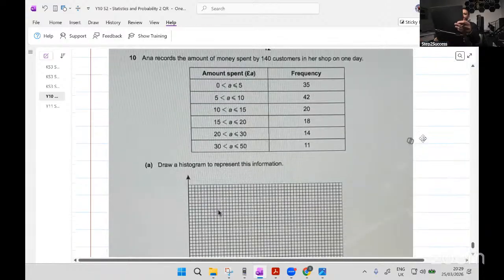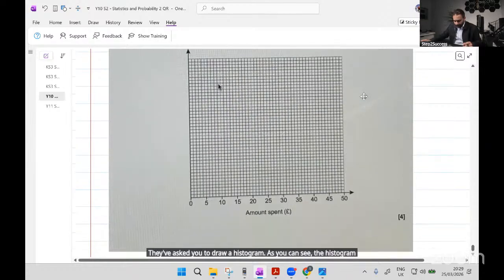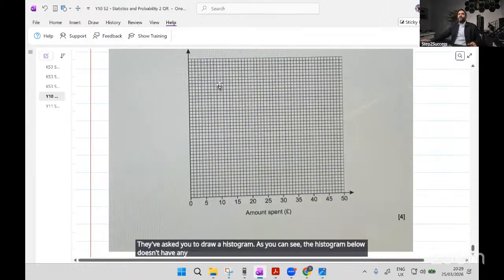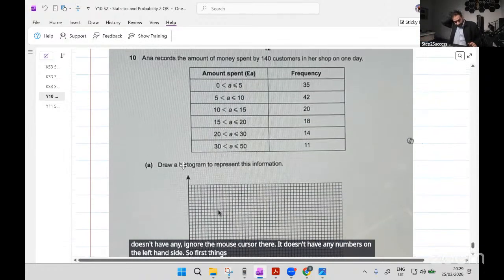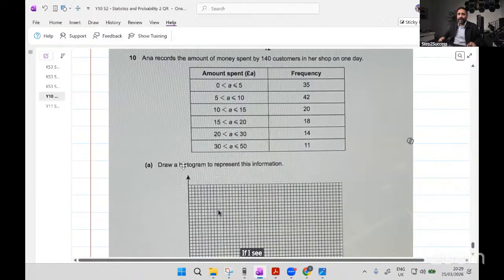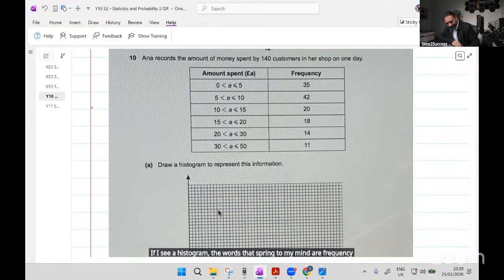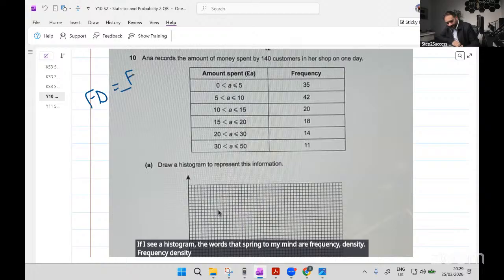Okay, so they've asked you to draw a histogram. As you can see, the histogram below doesn't have any numbers on the left-hand side. So first things first, if I see a histogram, the words that spring to my mind are frequency density. Frequency density is frequency divided by the width of the group. Let's write down the width of the group just quickly to make sure we don't get this wrong.